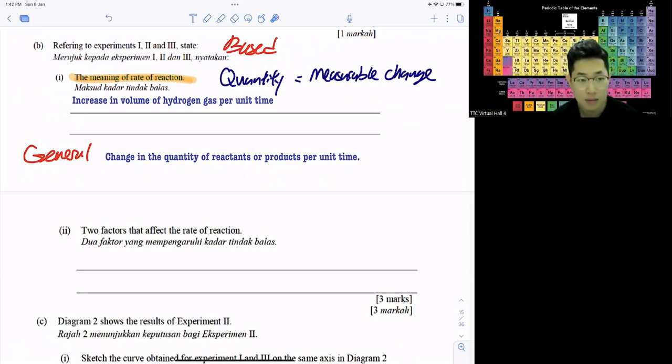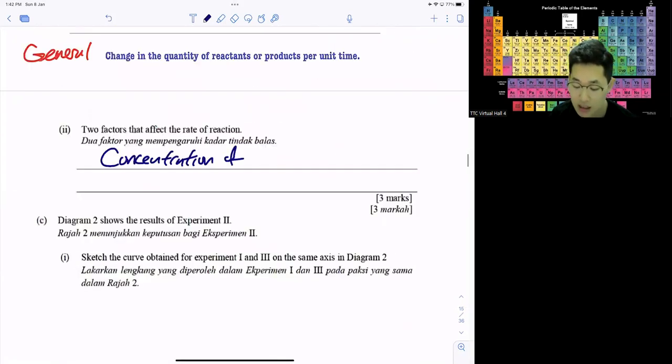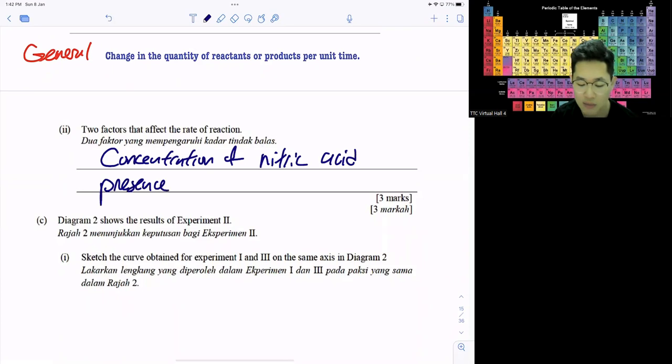And then two factors that affect the rate of reaction. Concentration of what acid is that? Nitric acid. And then the same thing again, like the previous question, the presence of the copper(II) sulfate catalyst.